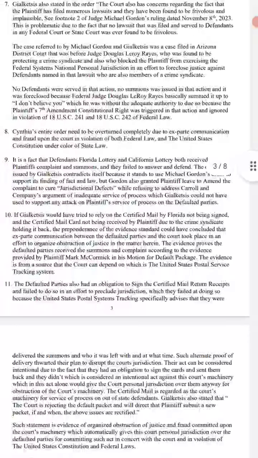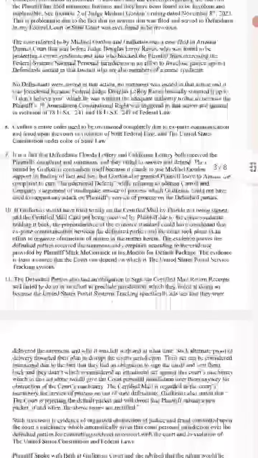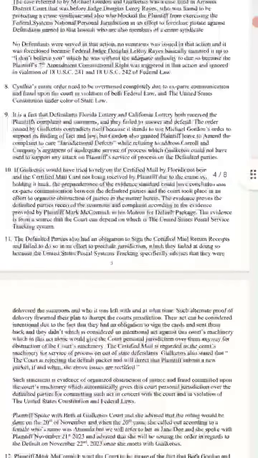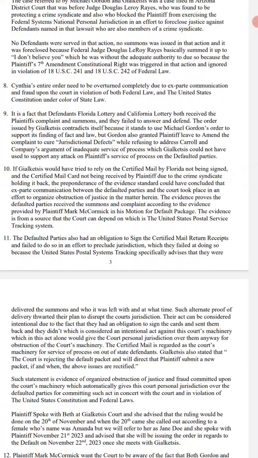Okay, so these people all work together, and I'm sure Douglas Leroy Reyes knows what Gialketsis did and knew what Michael Gordon was going to do. And what they're trying to do is work together to create an appearance that a legal proceeding is going on fairly, because Judge Douglas Leroy Reyes knows he messed up and he violated the Constitution. So that's why this case is in this court, but they thought they had it all premeditated and they were being watched and they fell right for the cheese in the rat trap. Okay?